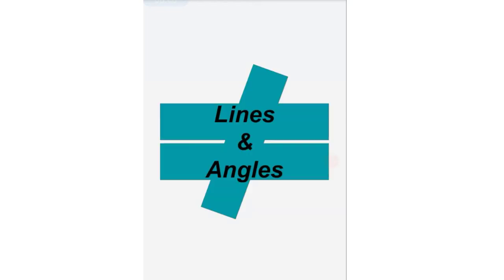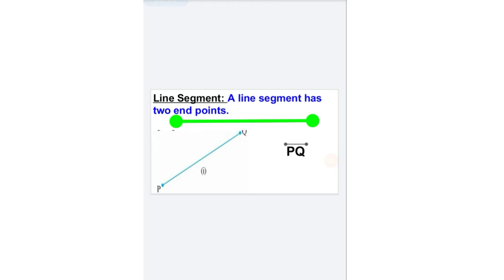So class, today we will start our new chapter, chapter number 5, which is lines and angles. Now, as the name suggests, in this chapter we are going to learn about various lines and angles formed with the help of lines. So, let's get started with our first topic, which is line segment.